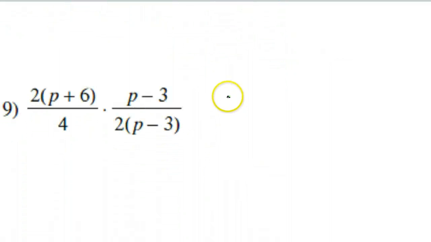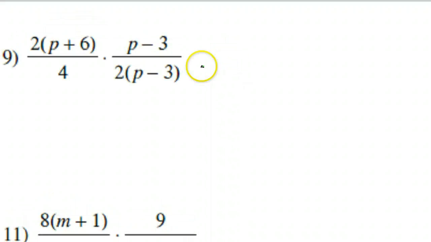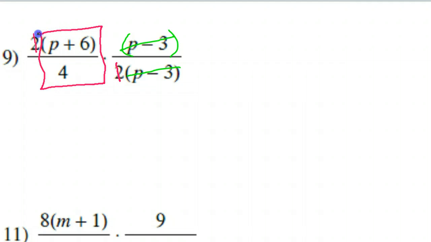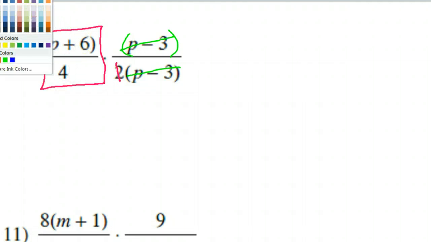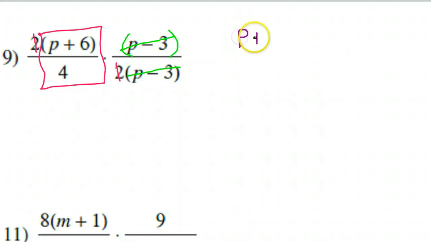Okay, that was pretty quick. Let's go on to number 9. Now I see this factor of p minus 3 in the numerator and the denominator. So p minus 3, those will cancel out, so that's gone. I also see a factor of 2. This 2 is going to cancel out this 2. So really that leaves me, the answer is right here. I'm just going to recopy that. So the answer is going to be p plus 6 over 4.